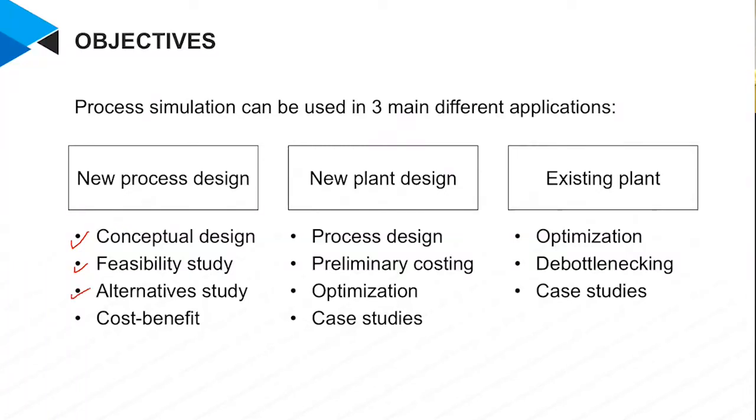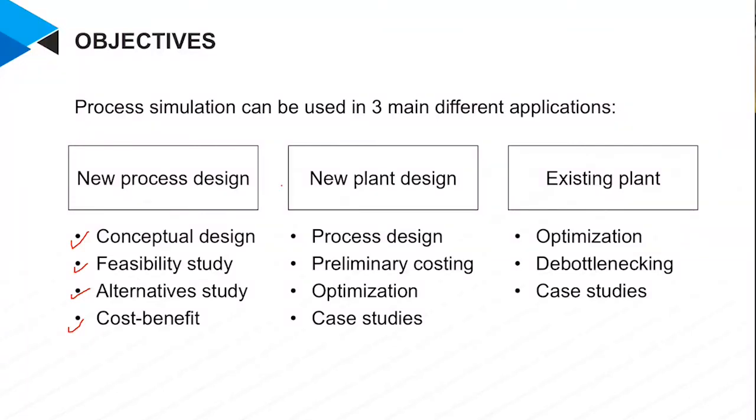Alternative study. So maybe we have 3 different processes to produce this product. Which one is the best? And cost benefit. So maybe from those three processes, we calculate the cost, we calculate the selling price, and then we see which one gives the highest benefit.